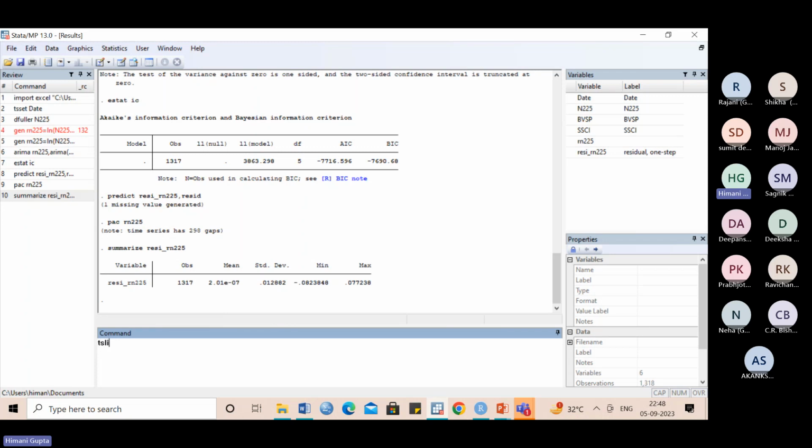So you can just write tsline. I'm just giving the instruction. Make a time series line of resi underscore RN225. And I'm saying make a line with this mean.